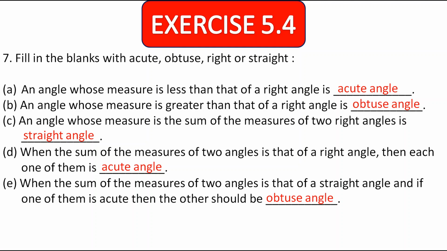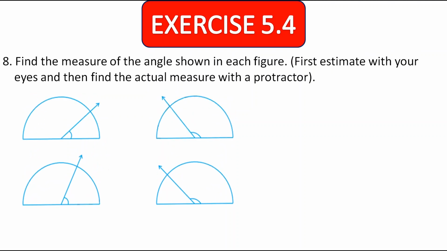Now let's move to the next question, that is the eighth one. Find the measure of the angle shown in each figure. First estimate with your eyes and then find the actual measure with the protractor. Okay, so first we have to estimate the measurement. Let's name them first, A, B, C, D. Now I think estimated measurements we will write first.